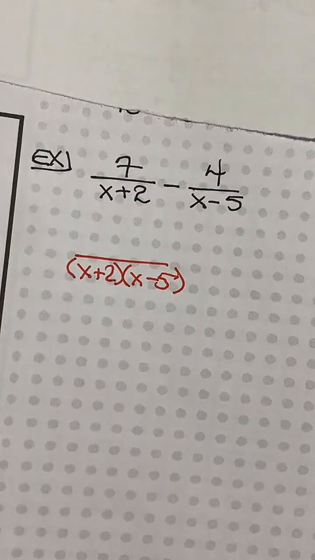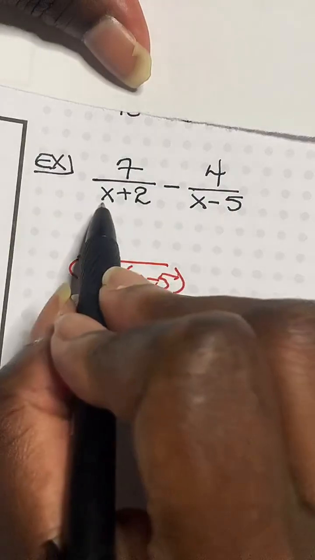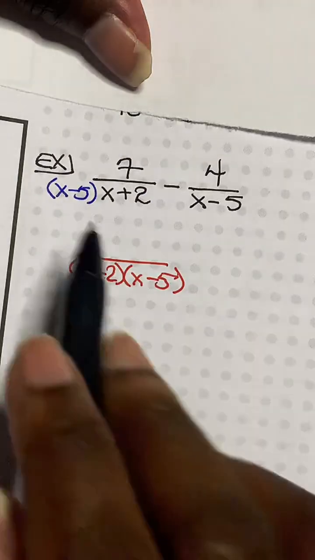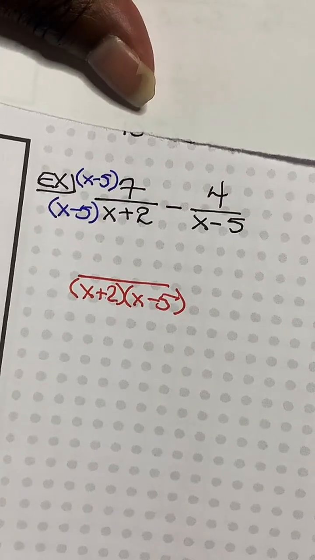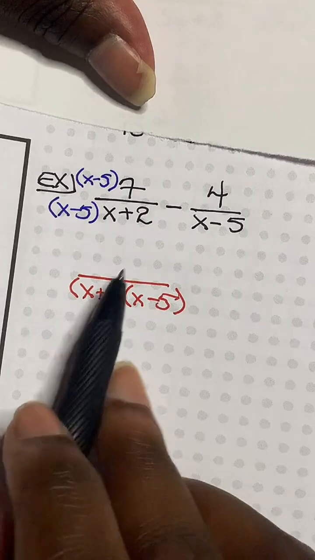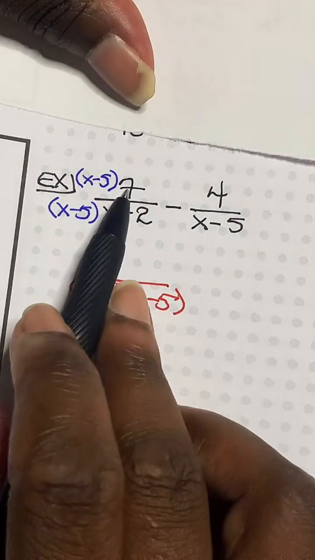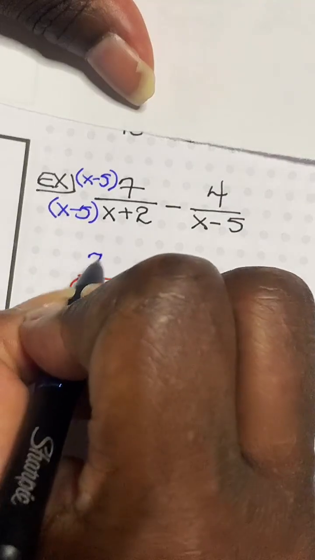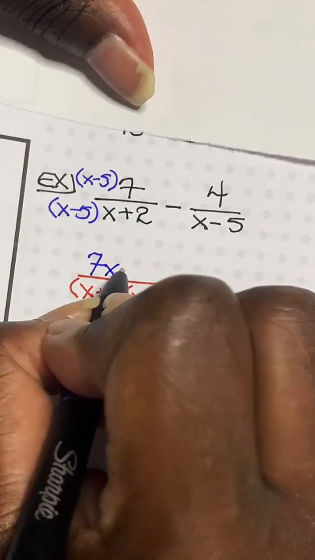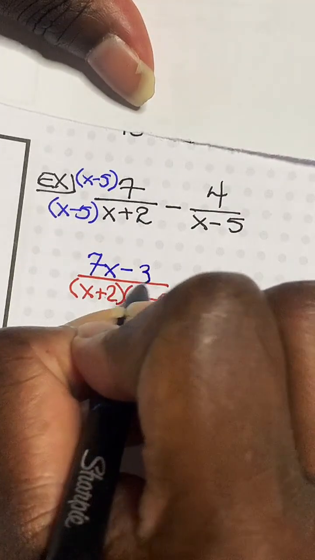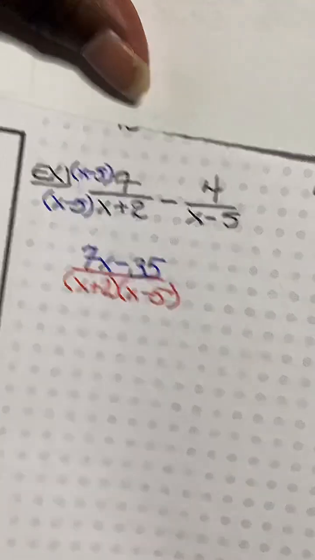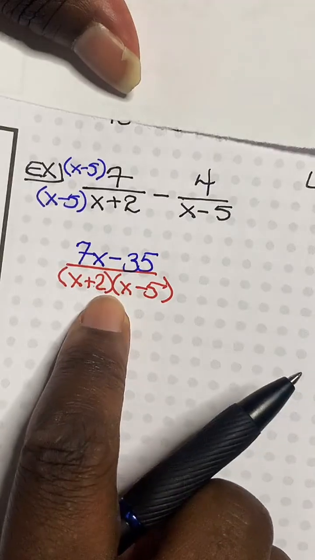We're going to multiply what is missing. This has the x plus 2, but it's missing the x minus 5. Whatever you do in the denominator, you have to do in the numerator. So the new numerator, you're going to distribute. 7 times x gives me 7x, minus 5 times 7 gives me 35. So this will be my first ratio.